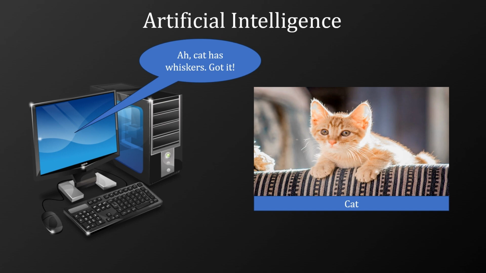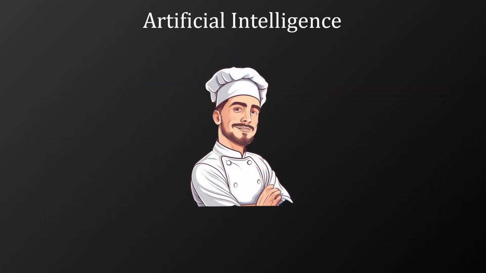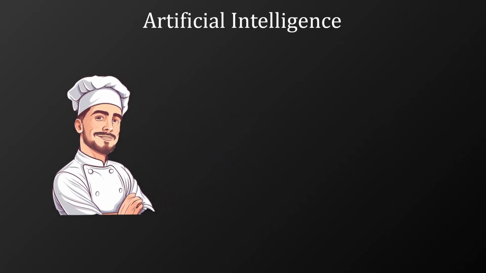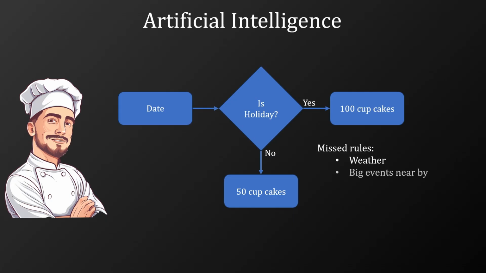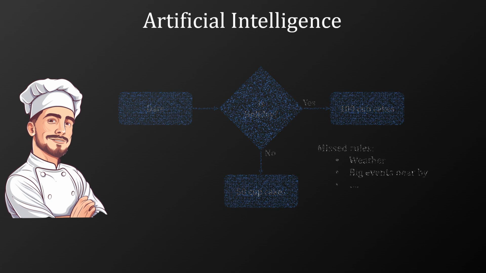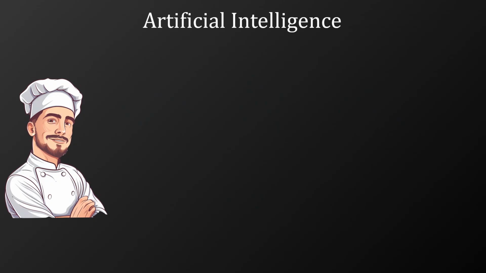Let's make it even simpler. Imagine you're running a bakery, and you want to predict how many cupcakes to bake each day. With traditional programming, you'd write a formula, like, if it's a holiday, bake 100 cupcakes. If it's not a holiday, bake 50. But what if the weather also affects sales? Or a big event is happening nearby? Traditional programming struggles here because it's impossible to write rules for every possible situation.